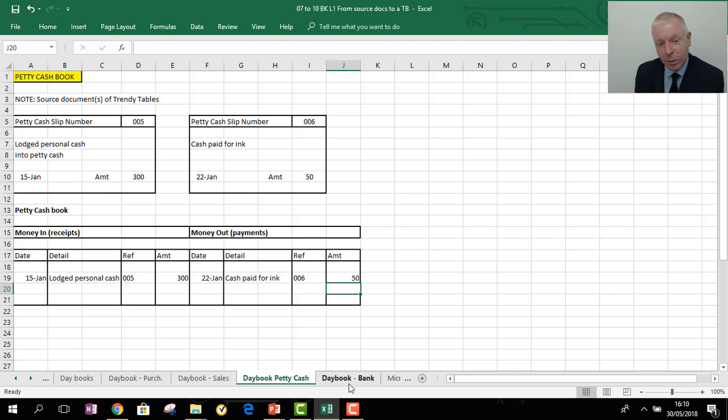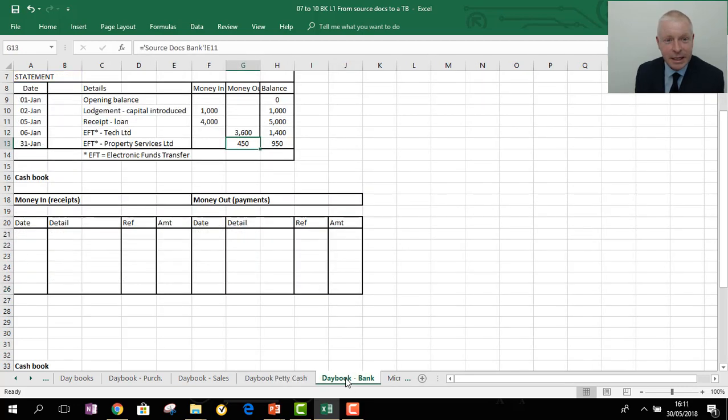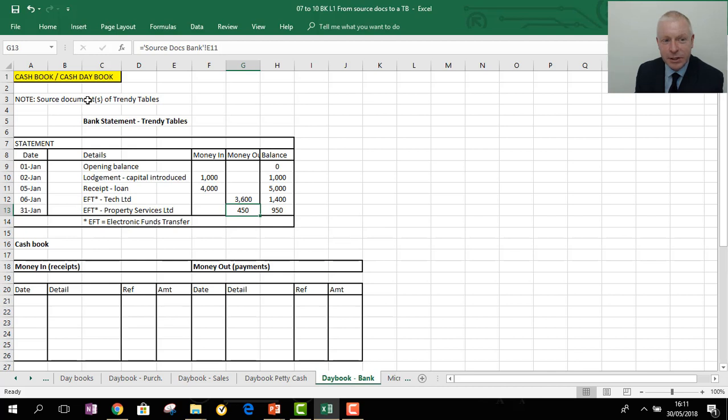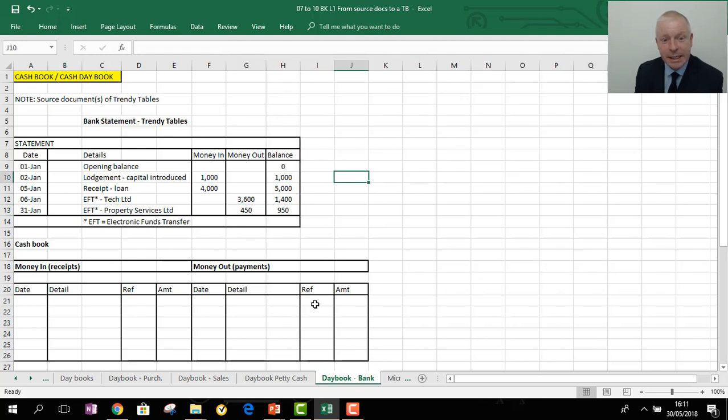Now, we want to move on to the next item on the agenda, which is the bank day book. So it's the cash book. It's called the cash book, okay? So cash book, cash day book, we take the information from the bank statement. Now, there's quite a lot of information here. I'm going to just go through this literally line by line, move that out there so we can see.